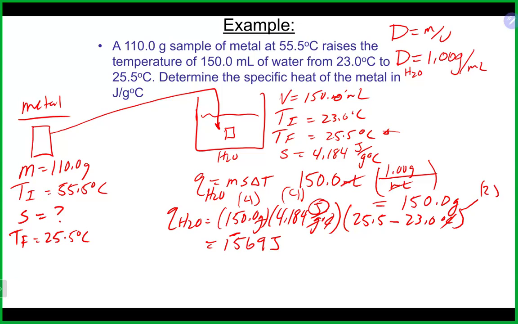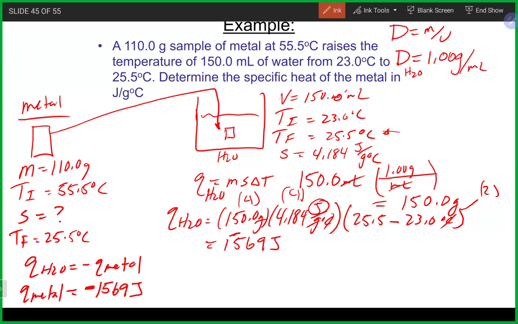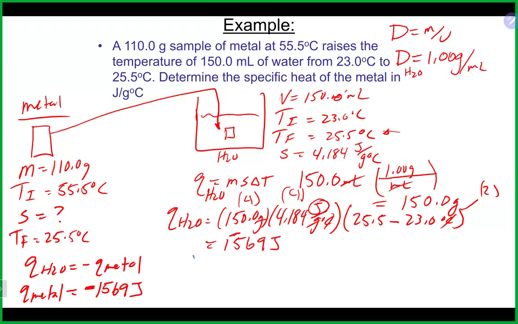So this is where we can use that relationship that we talked about, that Q of water equals negative Q of the metal. So that means, once again, the Q of the metal will be the exact same number, except I'm just going to change the sign to indicate that it is exothermic in this case. And now I have everything I need for the metal to go back into the metal's equation. So if we go back into our metal's equation here, our Q of the metal will equal our m s delta T.